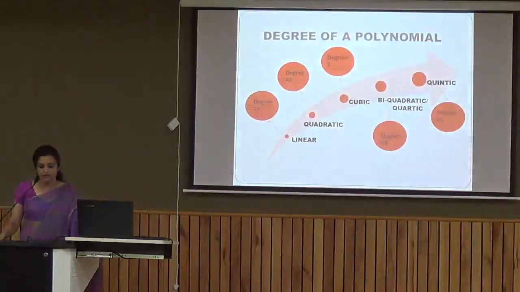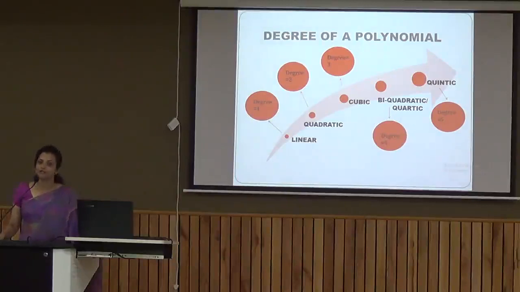Degree of a polynomial. When we have degree 1, it is called linear. Degree 2 would go by the name quadratic. Degree 3, cubic. Degree 4, biquadratic or quartic. Degree 5 goes by the name quintic.